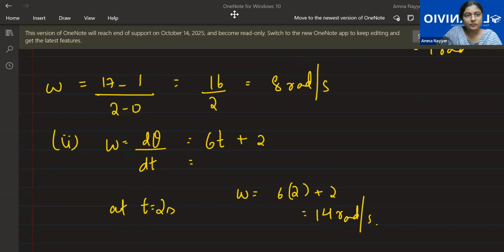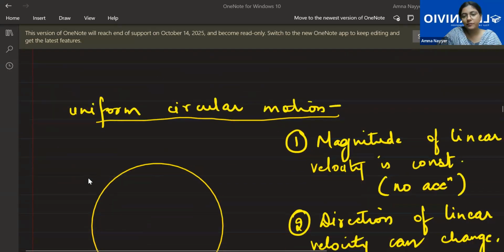Done, ma'am. All right. So let's move on to the topic uniform circular motion.